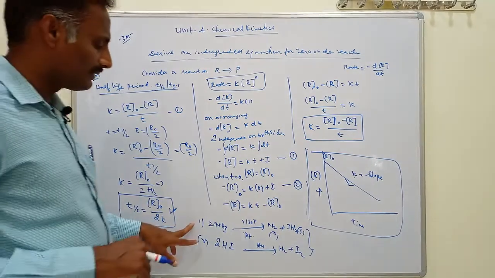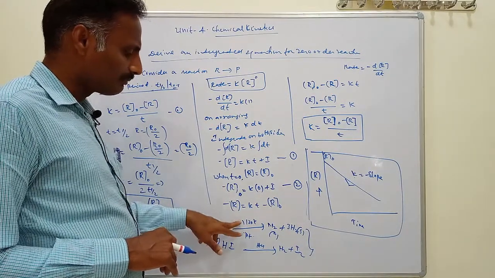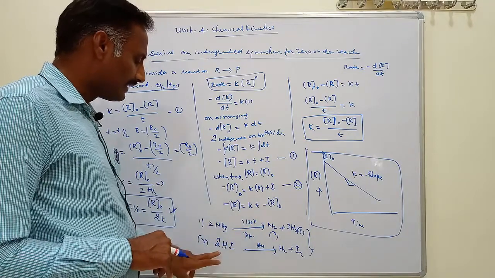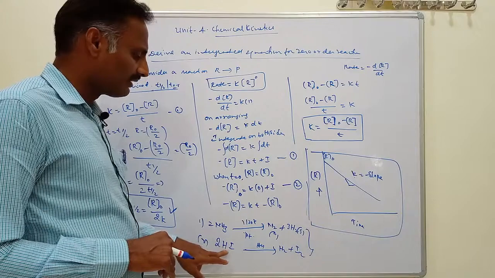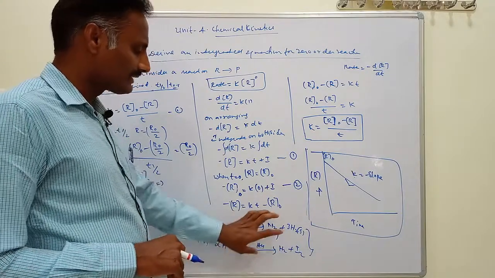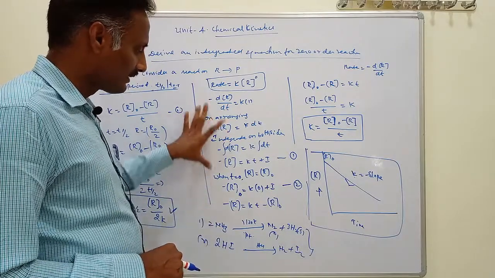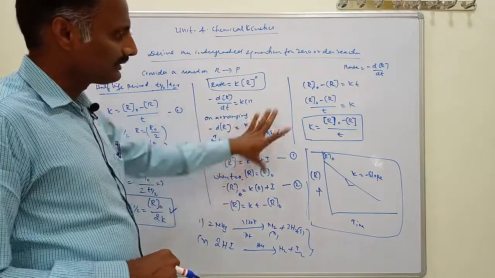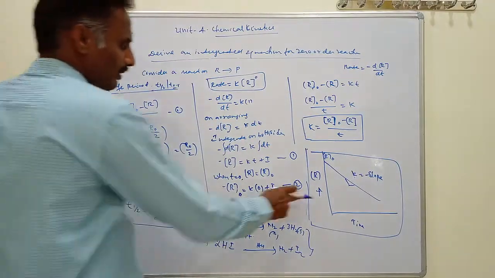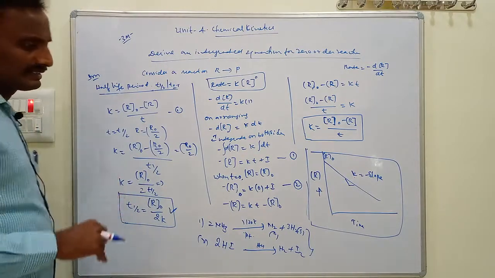An example of zero order is decomposition of ammonia on platinum surface at high temperature and high pressure. Decomposition of HI, hydrogen iodide, on the surface of gold gives H2 plus I2. These are examples of zero order reactions, and there is a derivation for 3 marks. This is the main thing about zero order reactions, and this graph is also important. Okay, this is about zero order reactions.